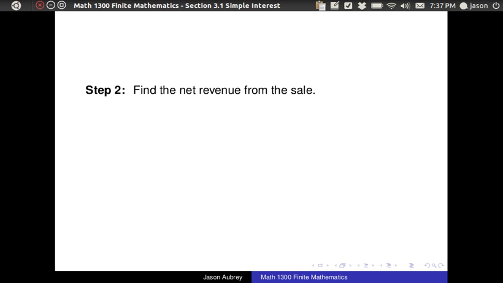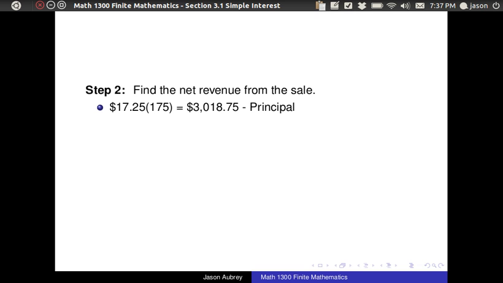Now let's find the net revenue from the sale. All right. So the sale, it's now 26 weeks later, and the value of the stock has gone up to $17.25. Okay. So the customer can't sell the stock himself. He's got to ask the stockbroker to do it. So he says to the stockbroker, "Sell my stock." Okay. The stockbroker sells it. Now it's worth $17.25. Those 175 shares are worth $17.25 each.